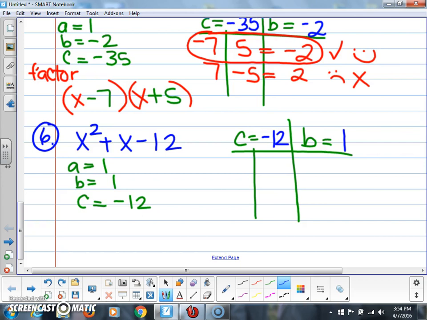What are the factors of negative 12? Negative 3, 4. Okay, let's just start in order for the sake of presentation. Negative 12, 1 times 12, 2 times negative 6, 3 times negative 4, and then we go backwards, right? Okay, if I add 1 plus a negative 12, what do you get? Negative 11. Right or wrong answer? Wrong answer. Okay. What about 2 minus 6?